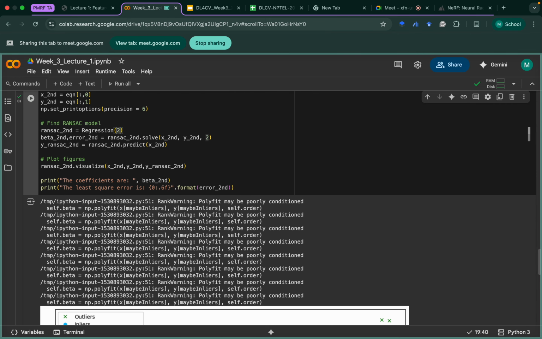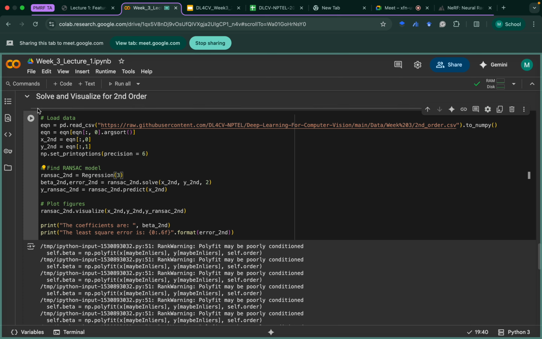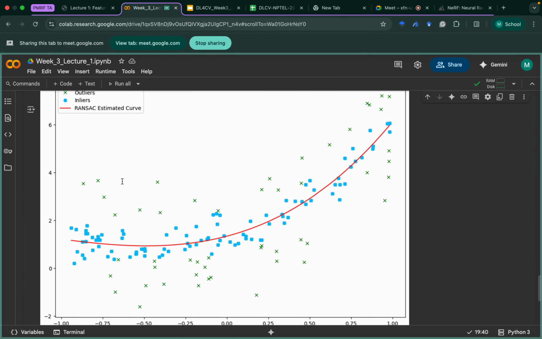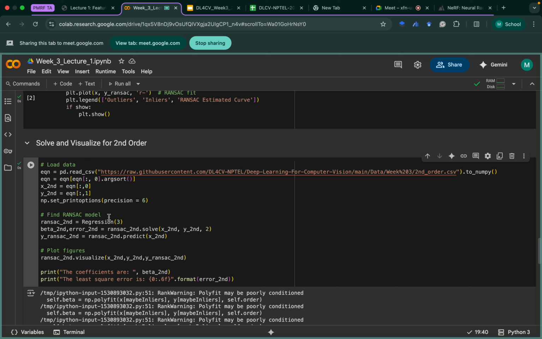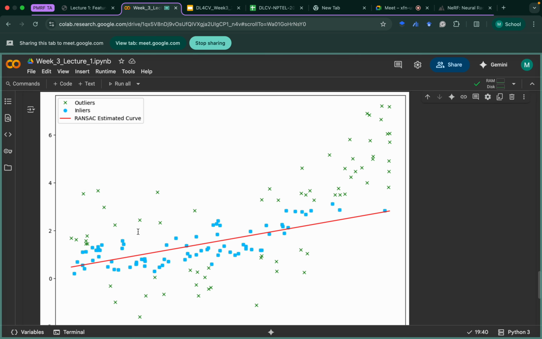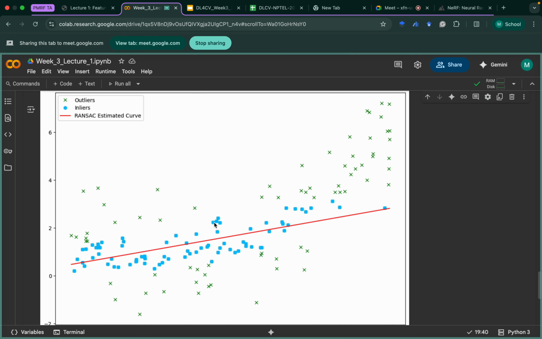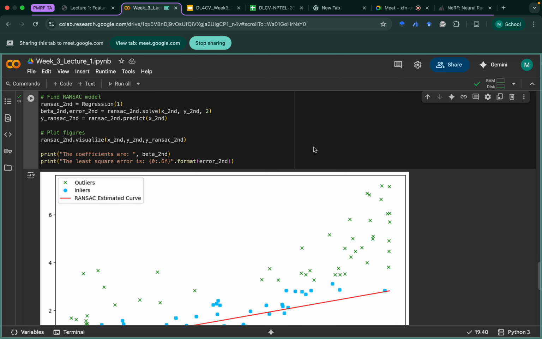Also, we might not always know what the best order is, right? In such cases, you would have to search through this, as in try different order polynomials, and then see for which order it gives the least error. So suppose I try to fit a line here. This is how the line would look, right? So this line would have more error than using a second order polynomial.